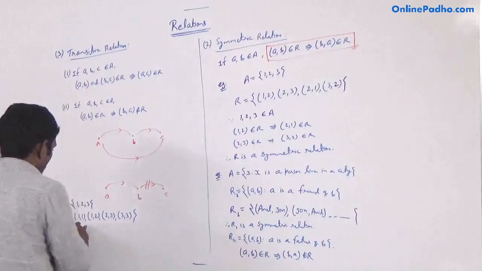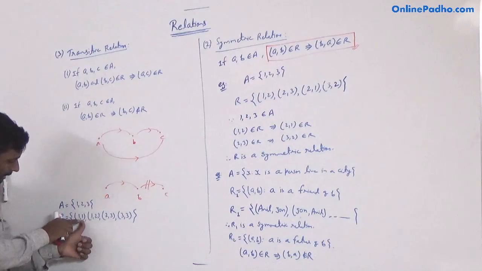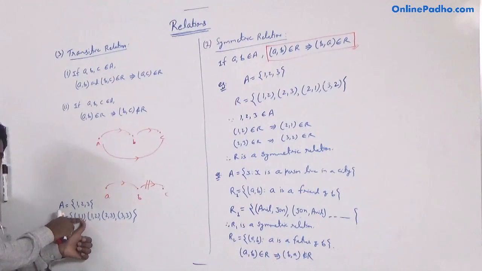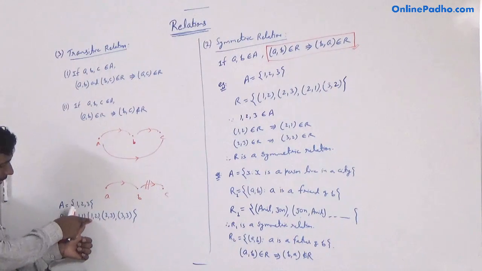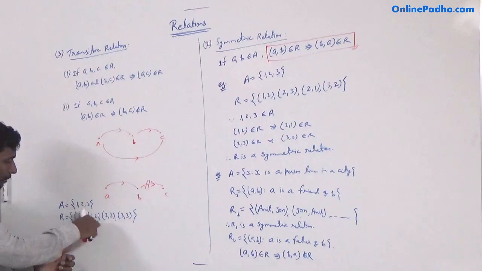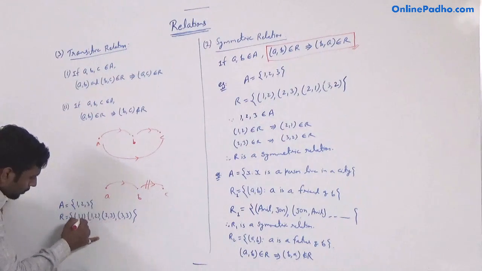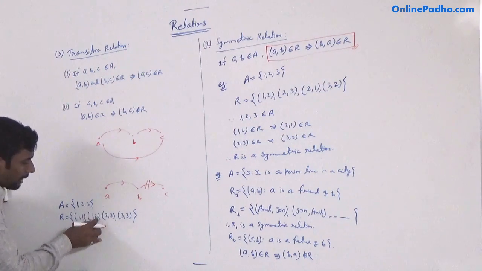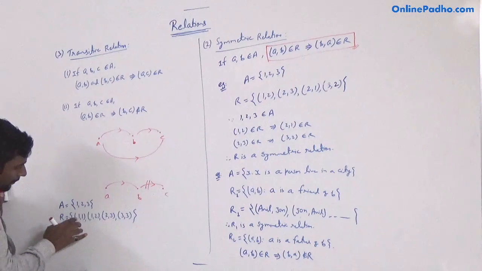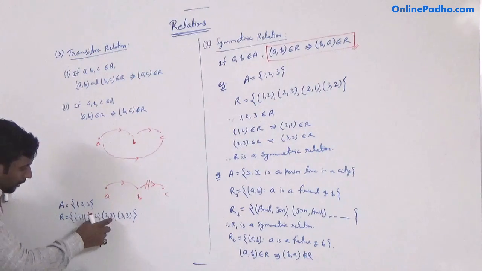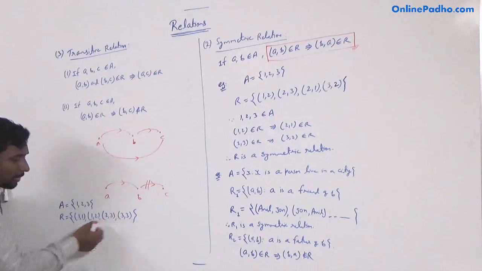So we have to check each and every element. First one is 1, 1. We have to check the second element of the first order pair. Is it first element of any other order pair? Yes. 1, 1 and 1, 2 belong to the relation. Then 1, 2 must belong to the relation. Satisfied. 1, 2 and 2, 3 belong to the relation. Then 1, 3 must belong to the relation.